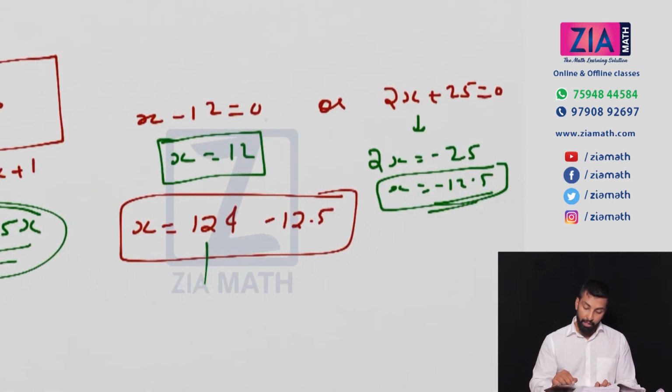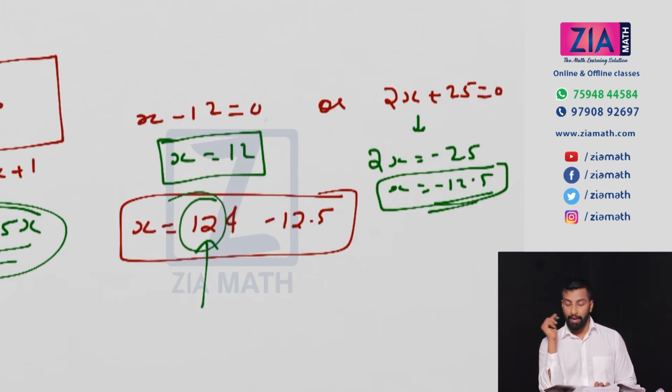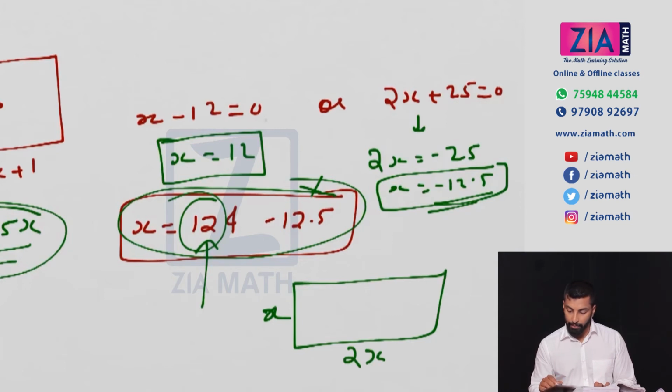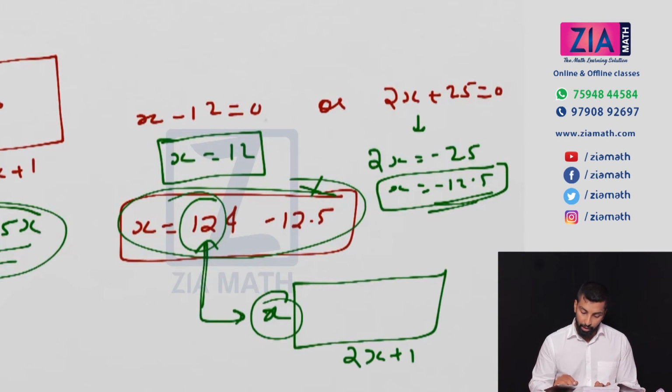Out of this, which value is valid for us? Only 12, because the length which is given cannot be negative. Since it's an application question, we can take only 12. Otherwise, if the question is to find the roots of the equation, these two are your answers. But in our case, this is x and this is 2x plus 1. So x can't be minus 12.5. So the only possible value is 12.